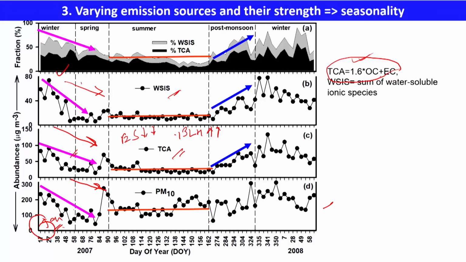You see what is happening here, 162, it is actually like May or June, end of the May and June, you see the aerosol starts to build up. So, this period you get lots of dust here. Okay. And then the PM10 concentration is increasing, but TCA is also slightly increasing, and then you have an increase in the WSIS as well.